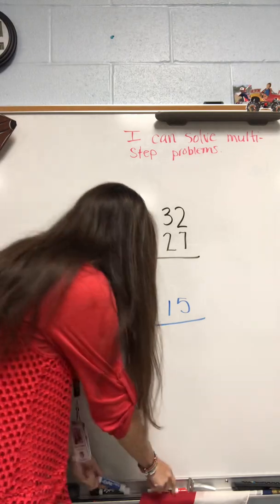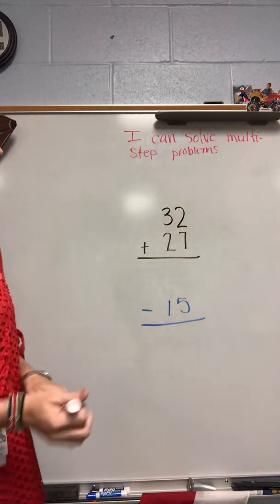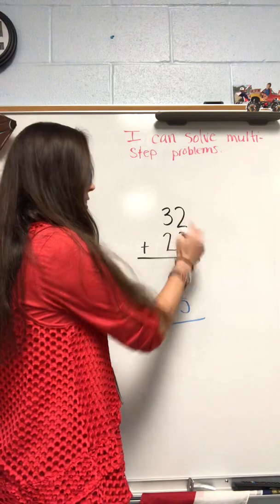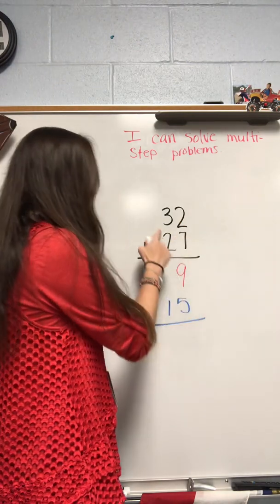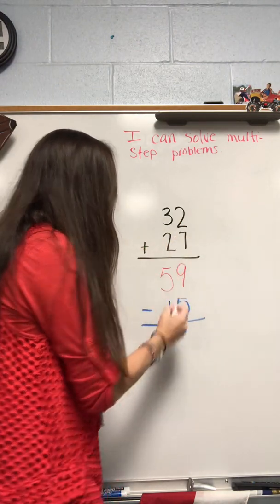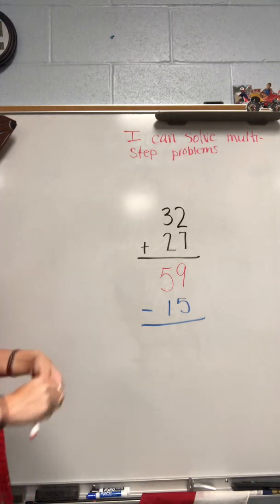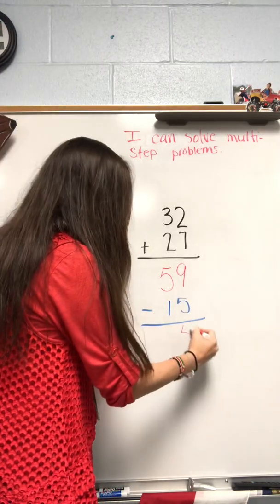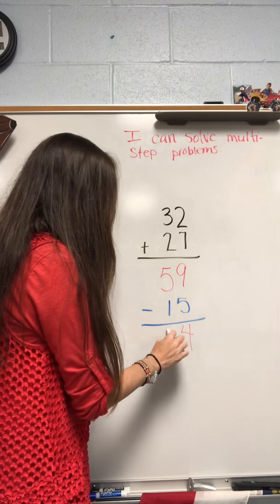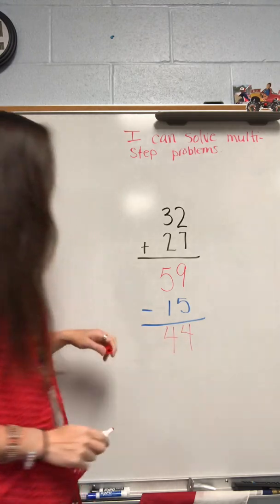So the first thing I'm going to do is I'm going to add 32 and 27. I know 7 and 2 is 9. And I know 3 and 2 is 5. And now I'm going to subtract 15. 9 minus 5 is 4. 5 minus 1 is 4. So my answer is 44.